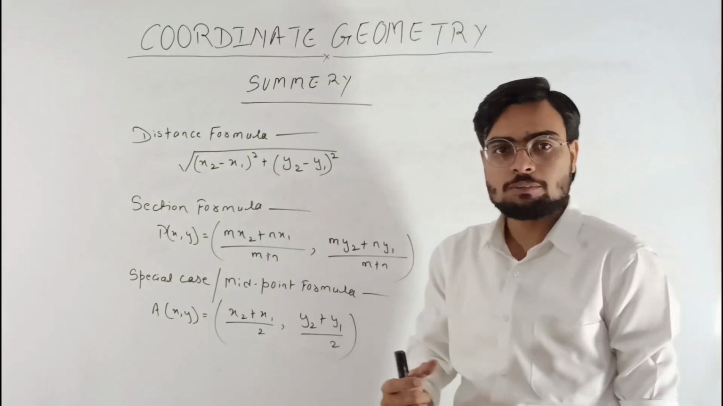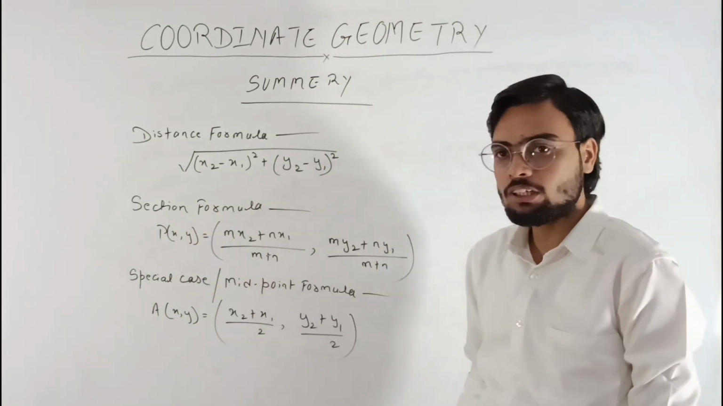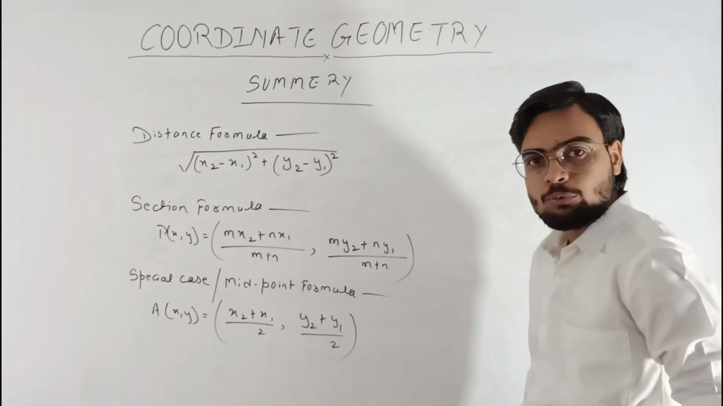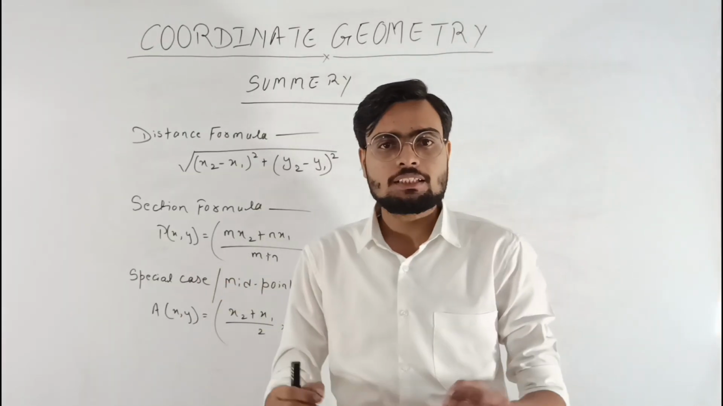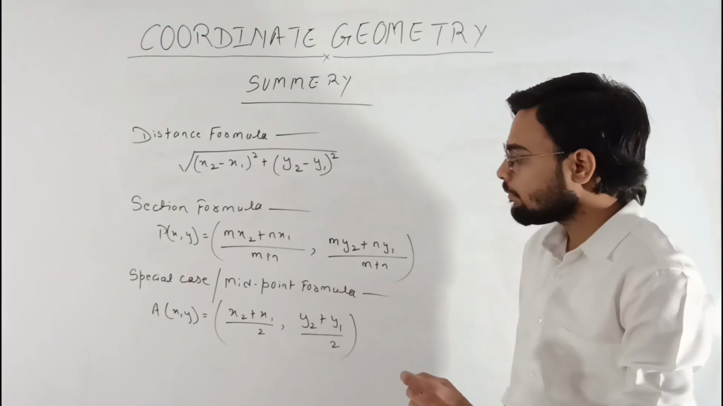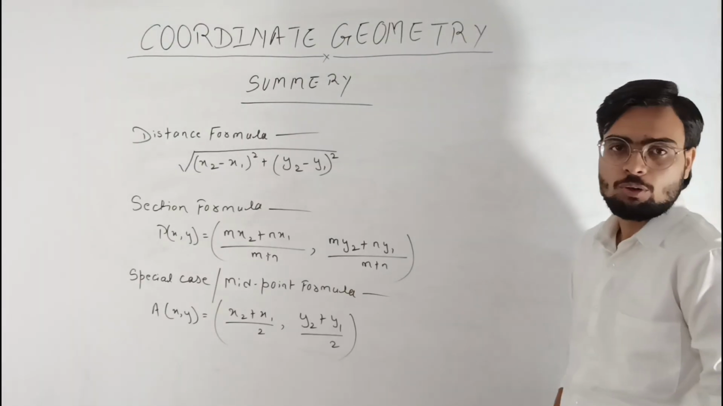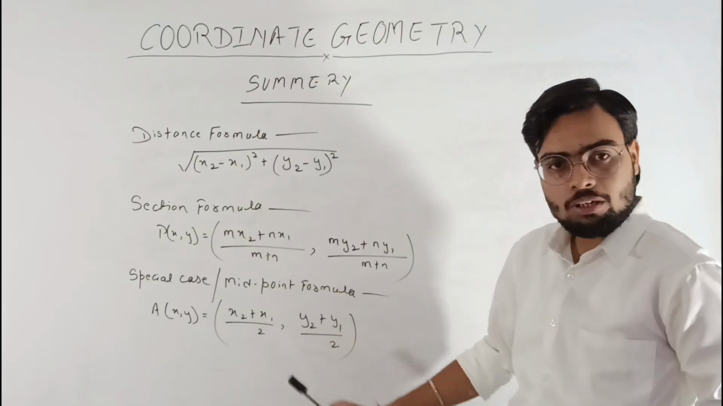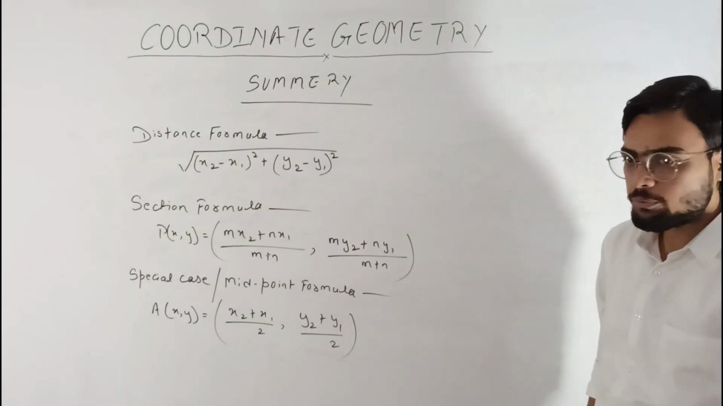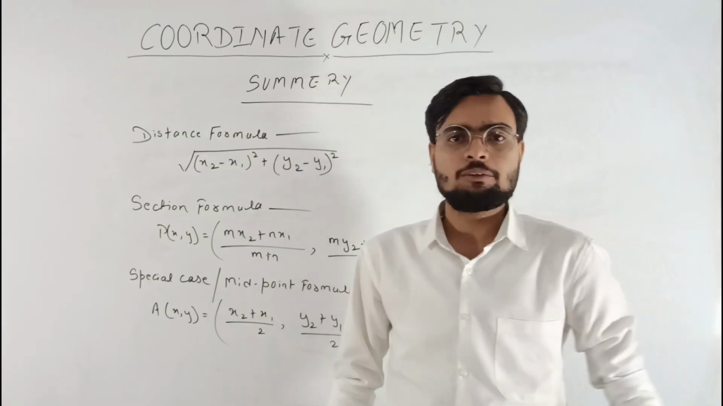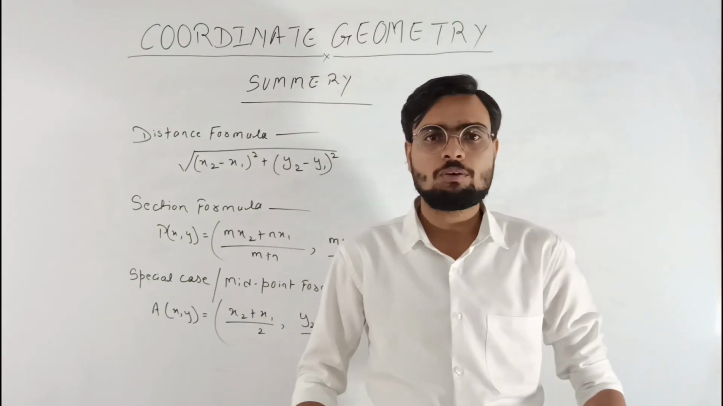Then we saw one special case of the section formula, which is also known as the midpoint formula. When this point divides the line into equal parts, or is the midpoint of a given line, we use the midpoint formula: the x coordinate is x2 plus x1 upon 2, and the y coordinate is y2 plus y1 upon 2. Okay, now this chapter is over.